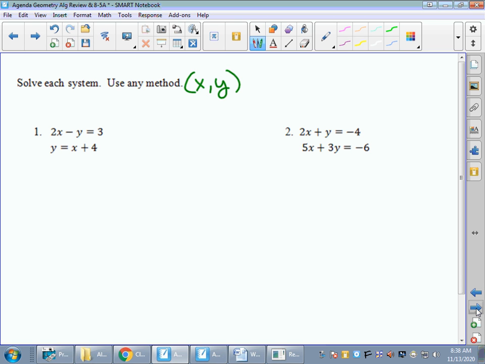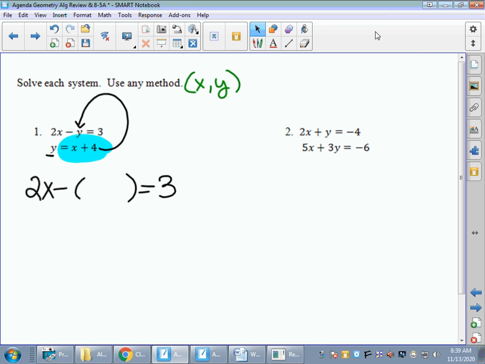In problem number 1, notice I've got 2x minus y equals 3. The second equation is y equals x plus 4. Well, that's super nice, right? It's telling us what y equals. I like that. It's ready to go. So I can take this x plus 4. It says that's what y equals, so I can put that into the equation wherever I see a y. This is a nice tricky one to start off with because it says 2x minus whatever we've got for y equals 3. So I'm going to put that x plus 4 in there.